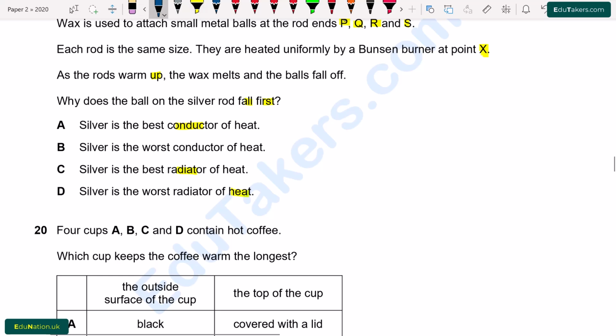So from here, silver contains free electrons. It means that these electrons move freely. This is related to its valence and crystal structure. So it is a good conductor of heat. That's why the ball falls first from the silver rod. So from here option A is correct.